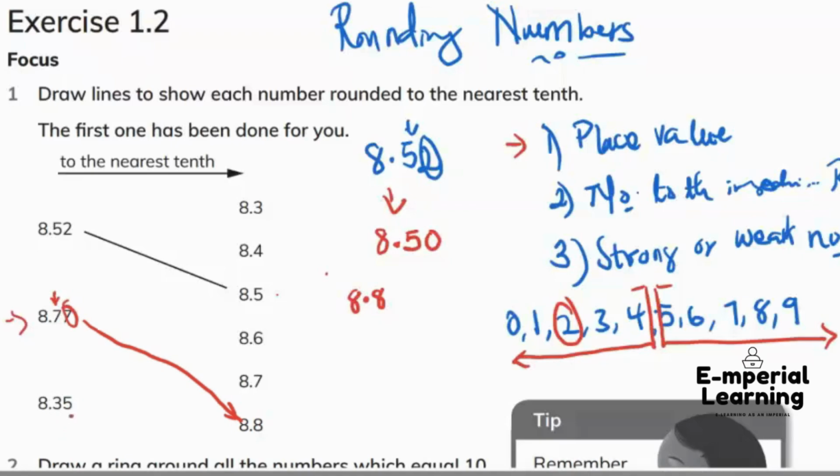The next question is 8.35. With 8.35 to the nearest tenth, we consider the number in the tenth position, which is 3, and the number to the immediate right is the 5 over here. And 5 we've learned is a strong number. So it gives a 1 and adds on to the number in the place value mentioned, which is the tenth position. So we are going to get 8.4, and so we trace up to this.